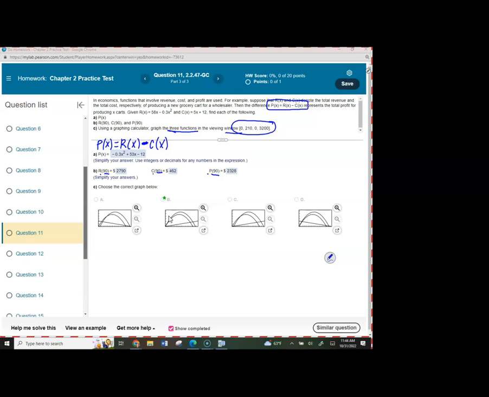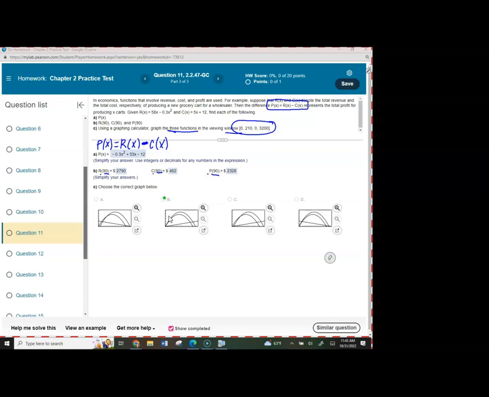I'll come look at it. So what are you doing besides plugging stuff in? Well, the first one you're subtracting the two functions. The first one is subtracting R minus function C. You have to distribute the negative. The second one is plugging in numbers and evaluating, and the third one is matching the correct graph.